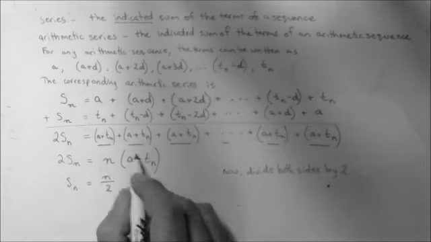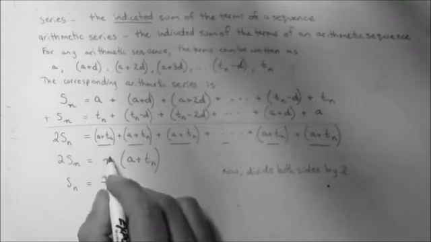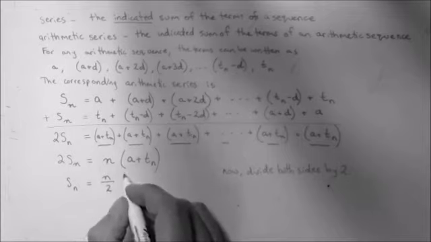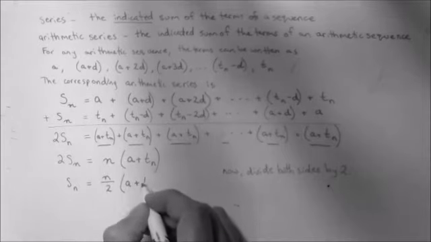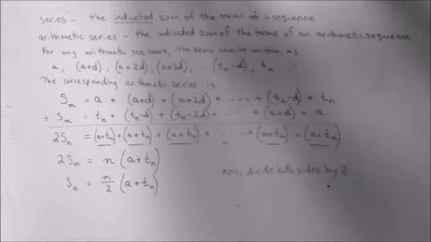If we divide this whole right side by 2, that's the same as just taking one of the factors and dividing it by 2. So we have n over 2 times a plus t sub n.